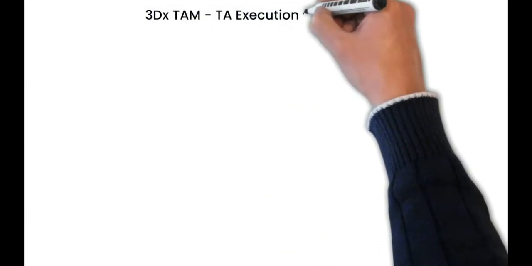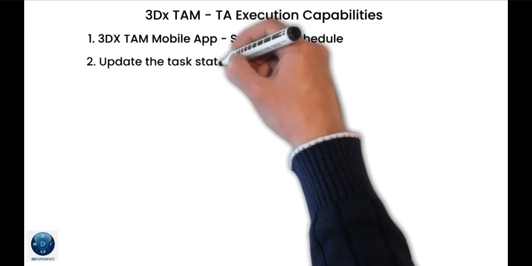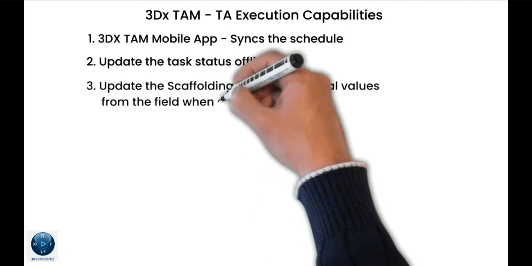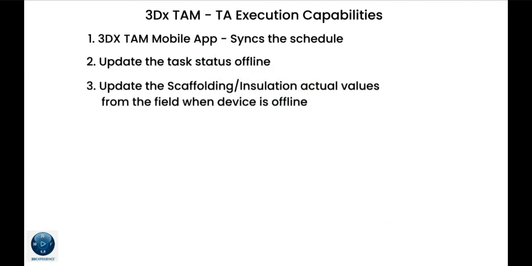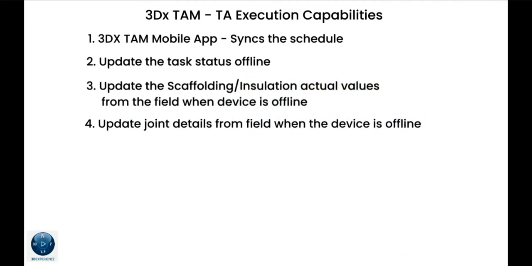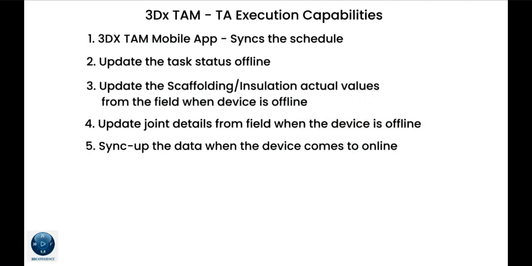Our TA execution capabilities: we have a dedicated native mobile app for execution, which runs on both Android and iOS devices. Using this mobile app, you can update the task status offline. You can update the actual values of work items, like scaffolding, insulation and also the joints, from the field, during the execution, even when there is no connectivity to the server. We can sync up the offline data when we come to the office and connect to the server with network connectivity.